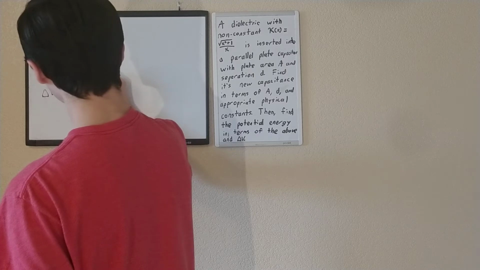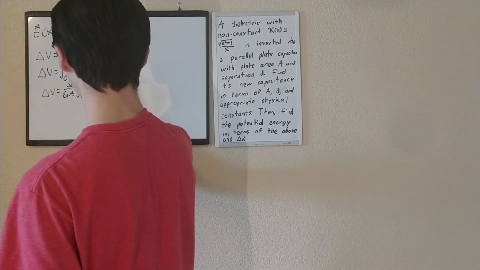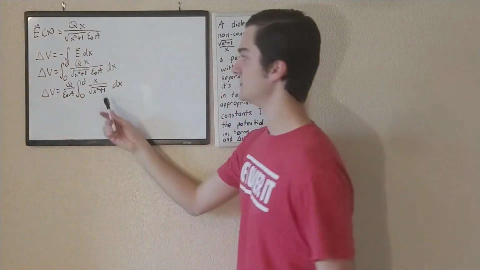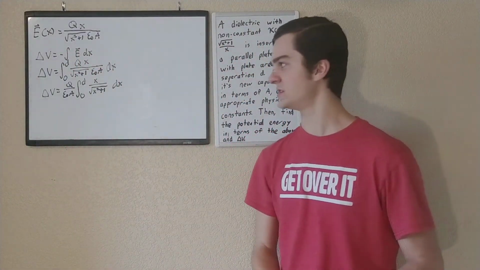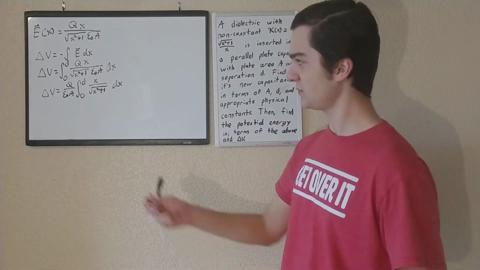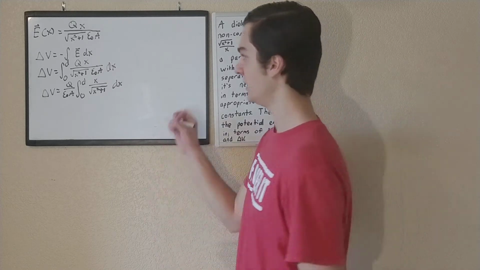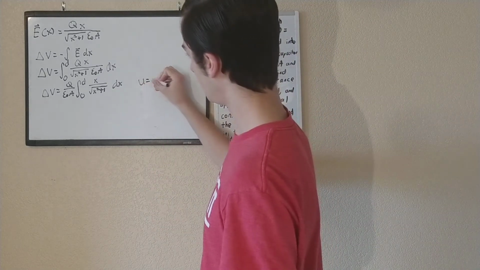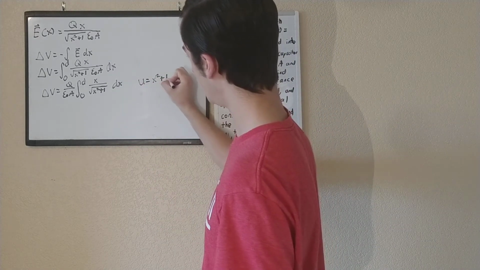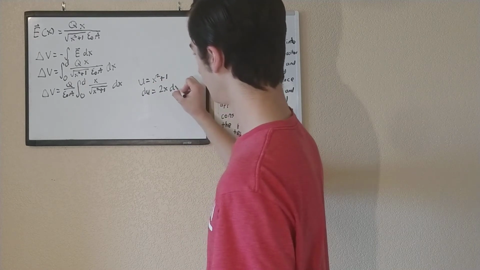So, looking at this integral that we have resulting, it's not a standard integral that we can just integrate off the top of our heads for sure. But it should become clear after a moment that it's pretty easy to solve this with u substitution. If we let u equal x squared plus 1, then du just equals 2x dx.